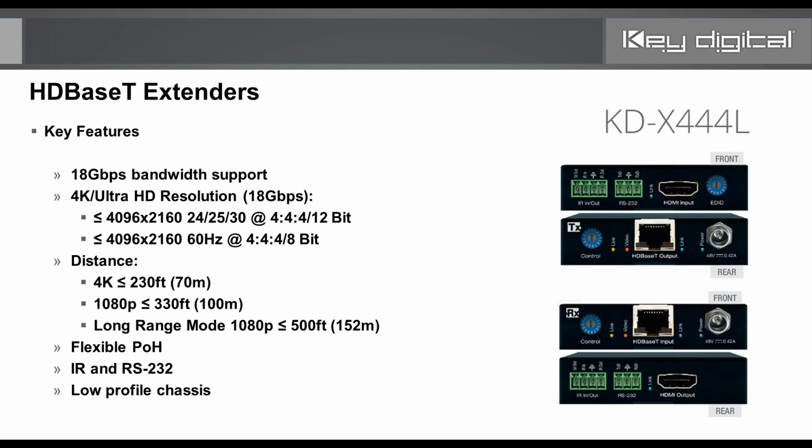Now the L in this model number stands for long, because this is also much further extension than previous models. We could do 4K at 70 meters, 1080p at 100 meters, or we can activate long range mode using the control rotary of these sets. And at long range mode, we could send 1080p 500 feet, 152 meters, but long range mode, when enabled, the extender does not support 4K. So it's a different use for the same part.